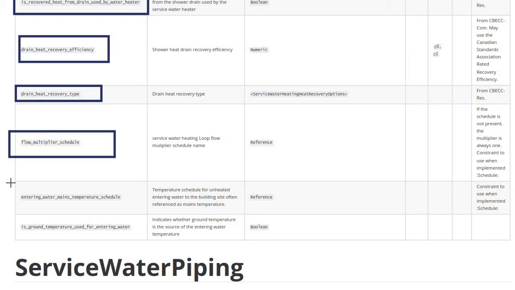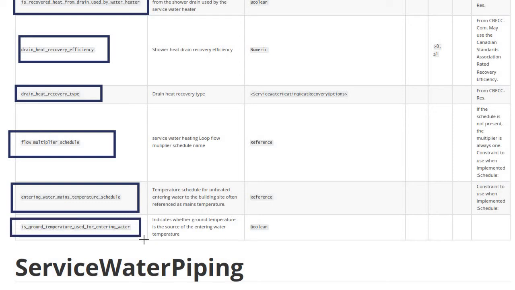And finally, there's a schedule for the flow multiplier and two things related to the entering temperature. One is a schedule for the entering water mains temperature, and one is an indicator of whether the ground temperature can be used for the entering temperature instead. So you would not use both of those.